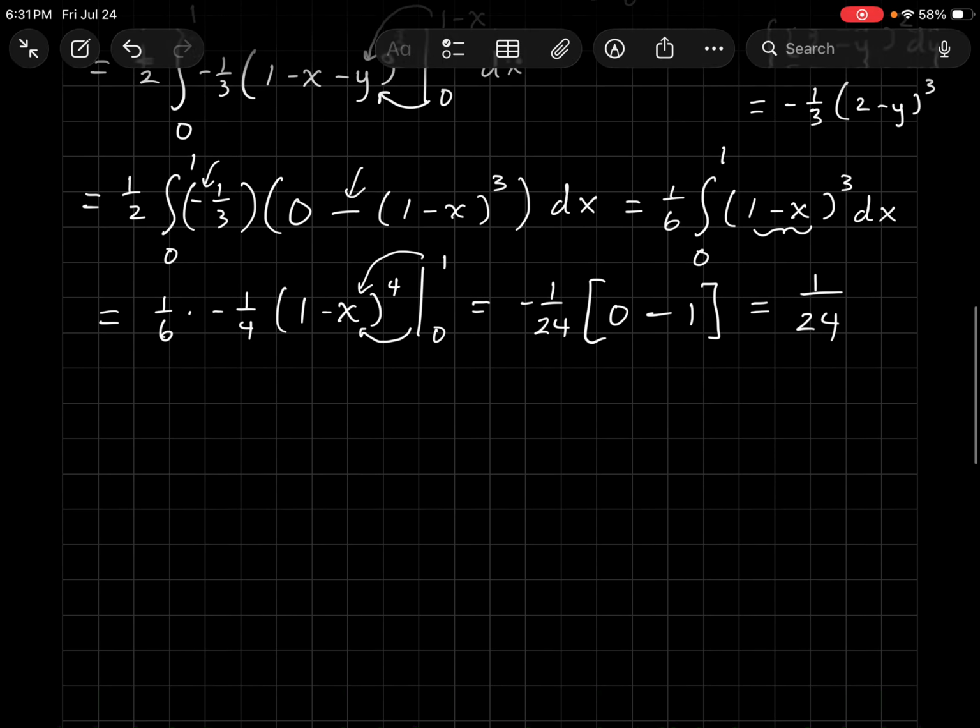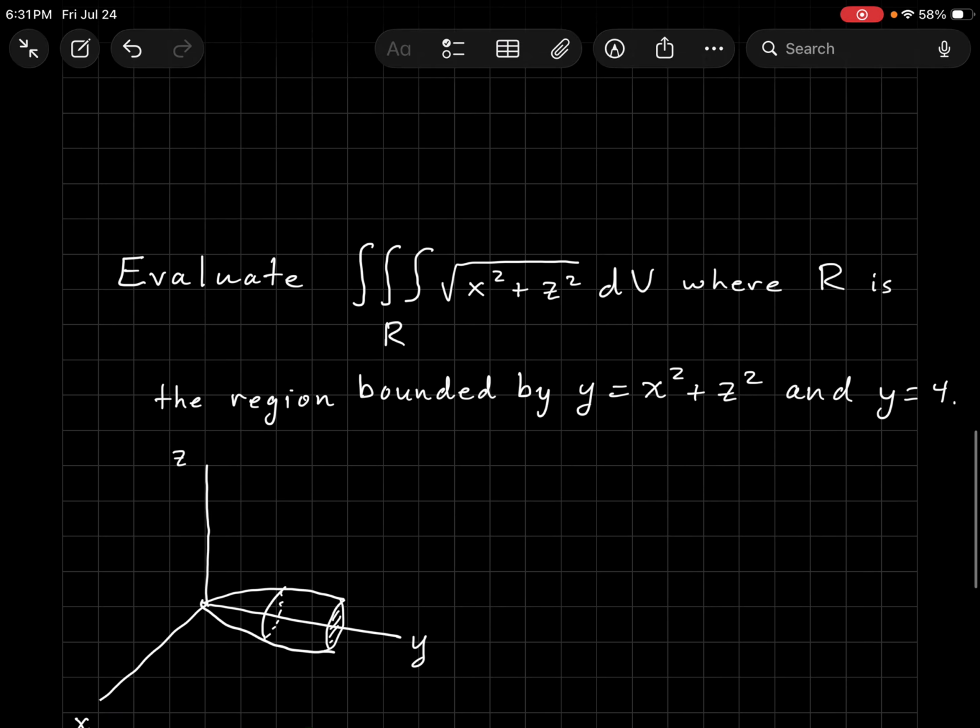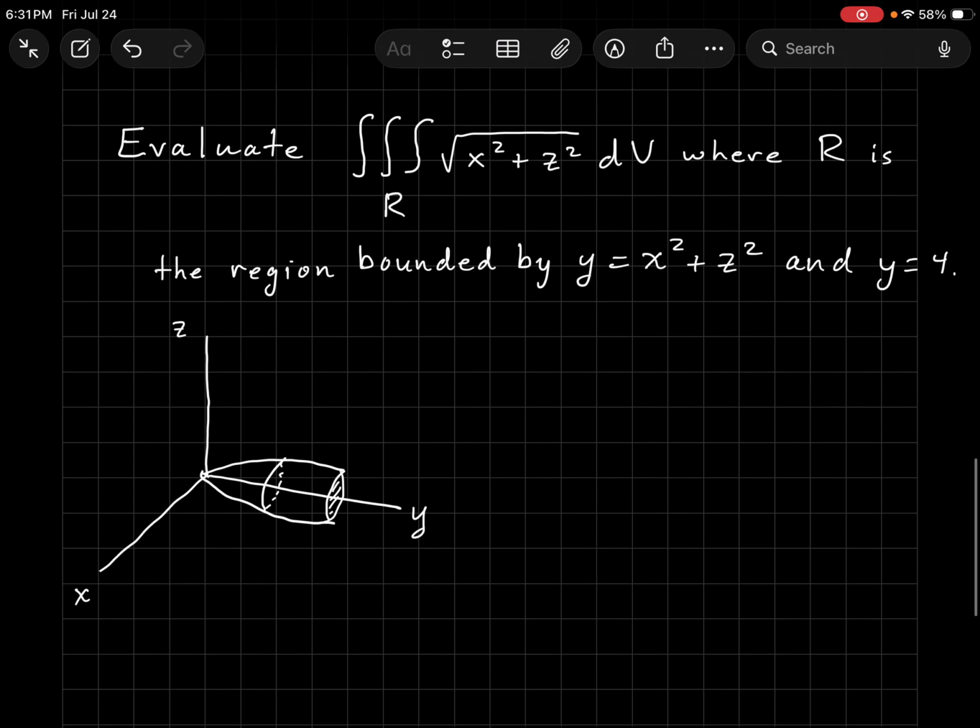One final example. And I already have the picture for us. Let's evaluate the triple integral of the square root of x squared plus z squared dV over R, where R is a region bounded by y equals x squared plus z squared and y equals 4. So this shape down here is the region over which we're going to evaluate the triple integral.